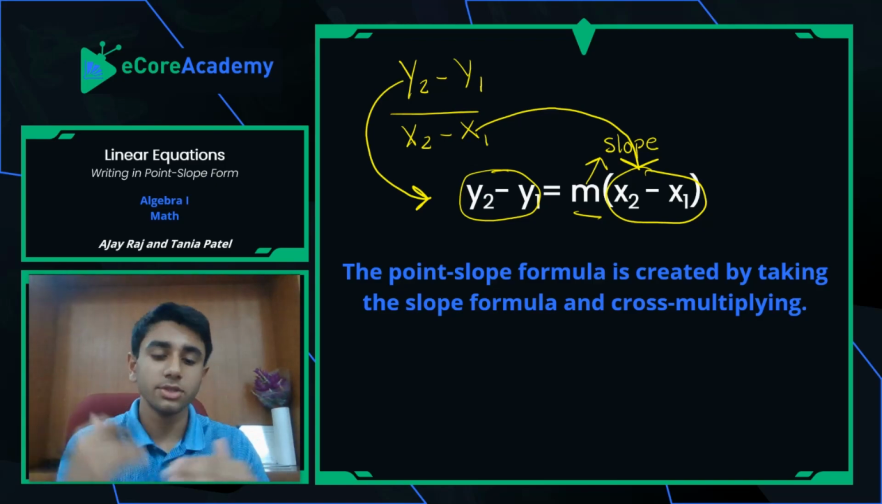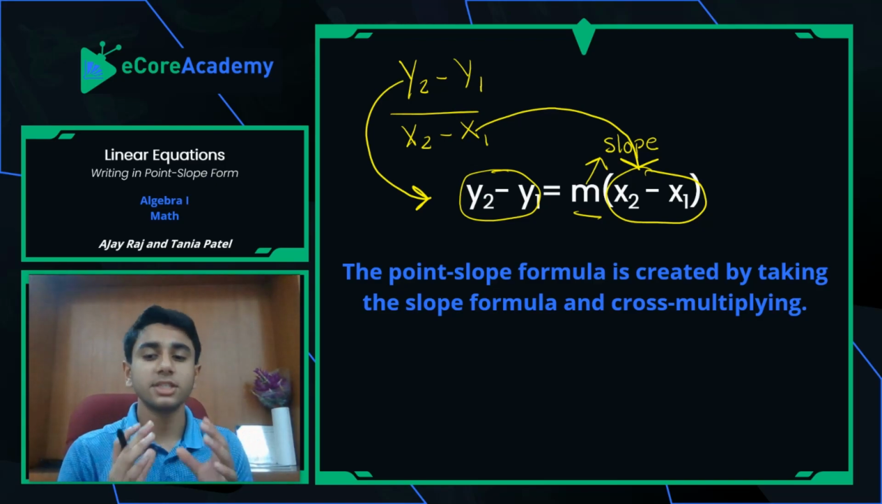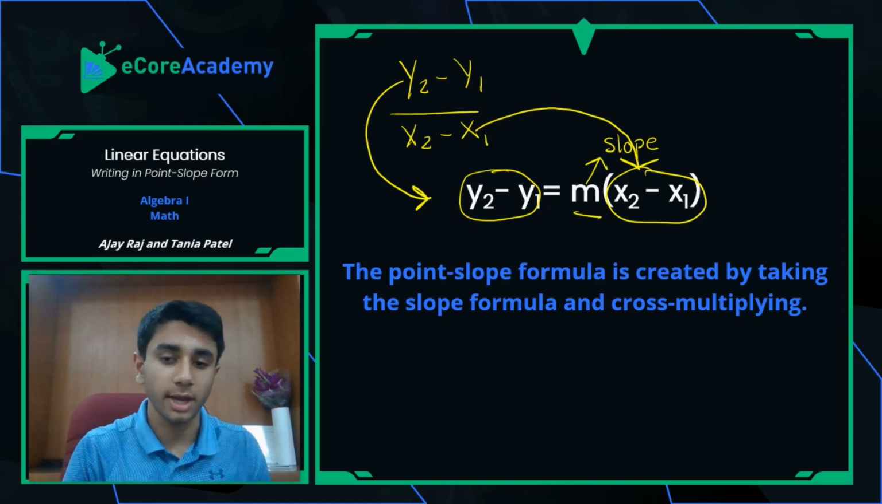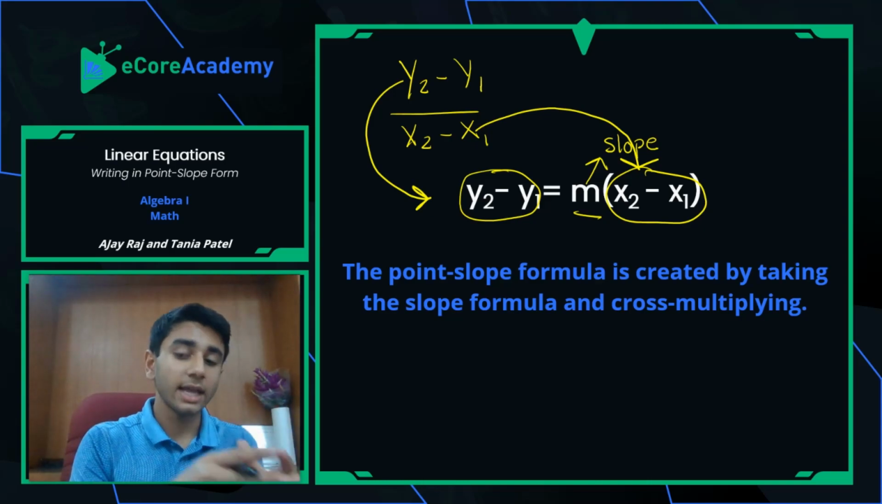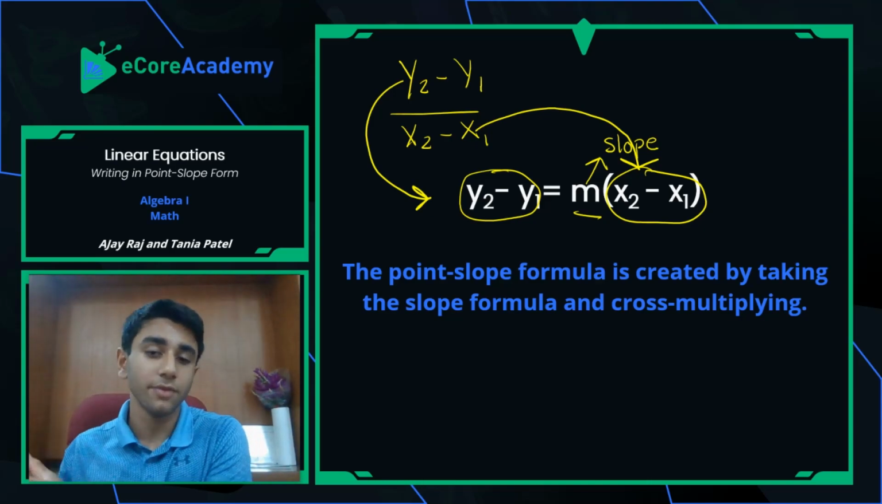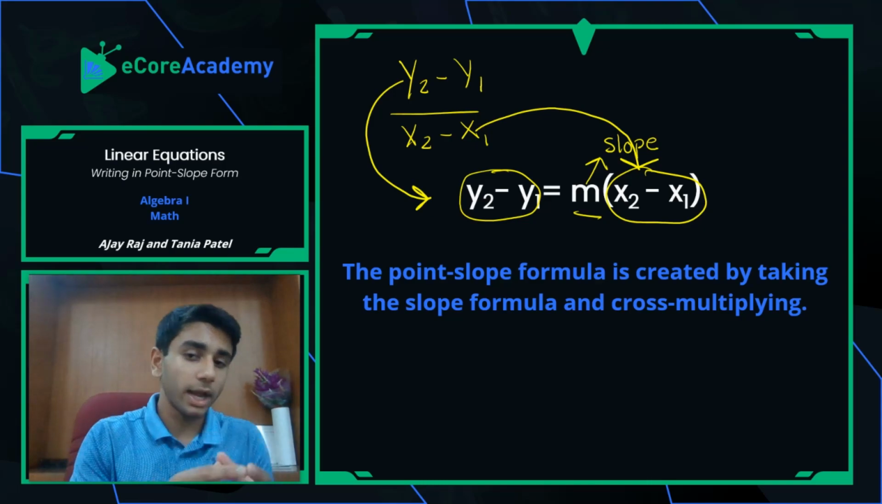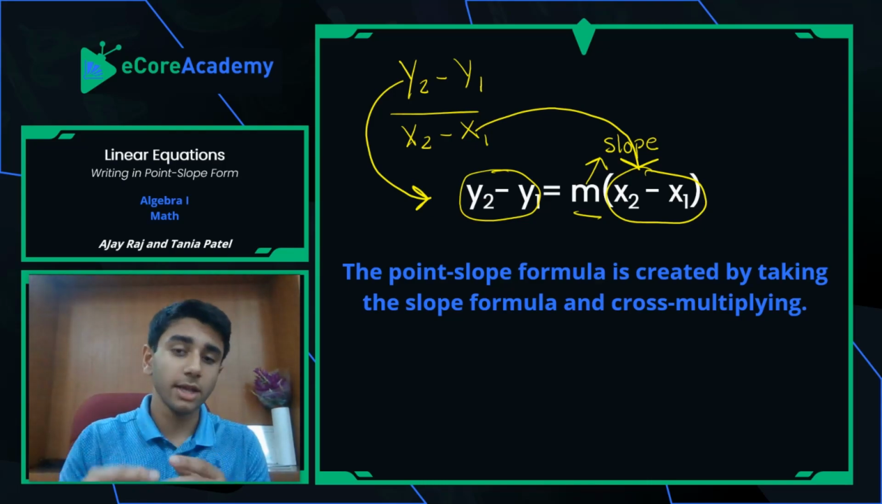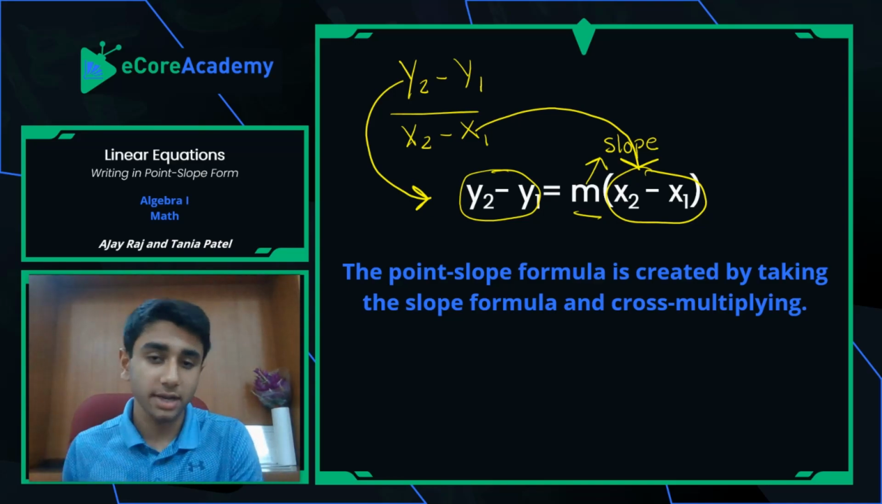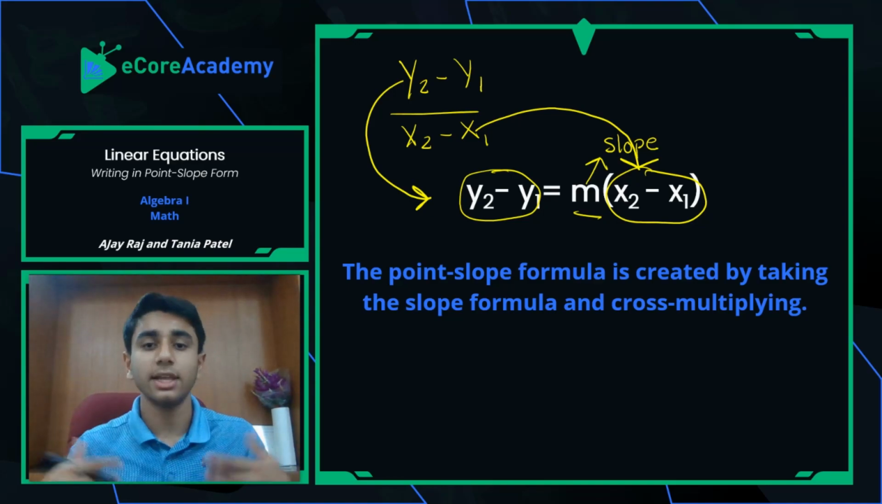However, this is merely a reconstruction of it. The point slope formula is literally created by taking the slope formula and then you're just cross multiplying it. So what you're doing is you're reversing the process by saying the difference of y equals the slope times the difference of x. Rather than dividing the difference of y by x to get m, you're merely reversing it by multiplying m with the difference of x to get to y, since you're dividing x into y.